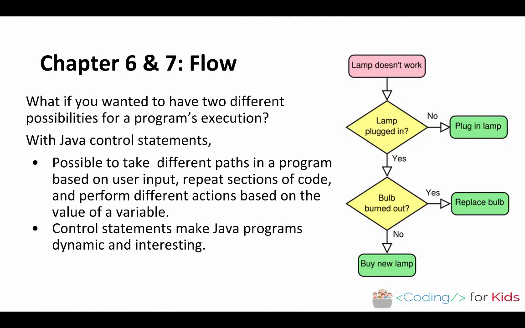In a program, there comes a time where we have to change the flow of the program. For example, let's say we want to create a program that turns on a lamp. It checks whether the lamp was plugged in or the bulb was burned out. Whether the lamp was plugged in and whether the bulb was burned out, each leads to a new path.